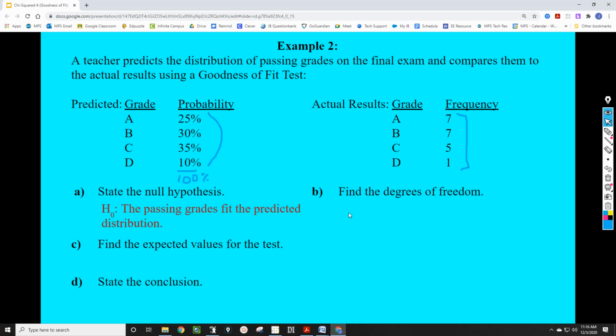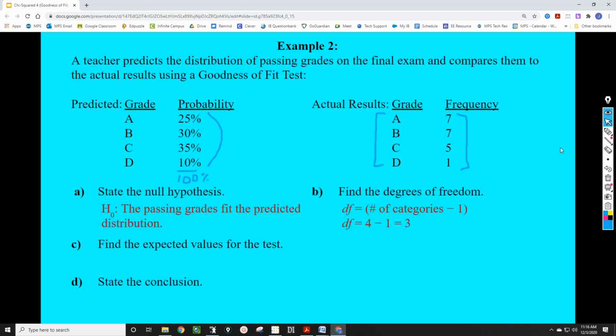And so once again, we look at how many different options or categories there were for this variable, which is the grade on the final. And we can see there were 4 different passing grades. So we're going to do those 4 minus 1. We always subtract 1 from our number of options or categories to find our degree of freedom. And so 4 minus 1 gives us 3. So we have a total of 3 for our degree of freedom.